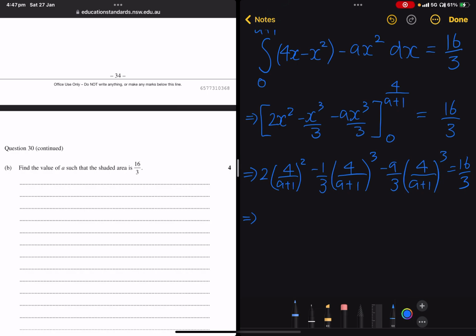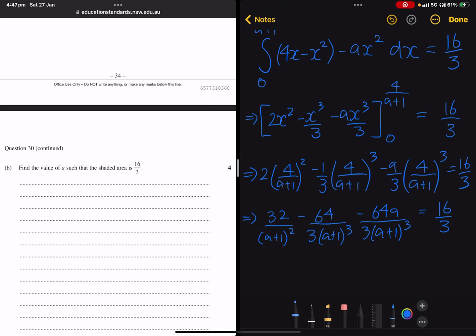Now we just need to solve this. So what we'll do is we'll try and group everything on the left-hand side together. So if I expand this a little bit, I get 4 squared is 16, 2 times 16 is 32, 32 over a plus 1 squared, minus 4 cubed, 4 times 4 is 16, times 4 is 64, so this will be minus 64 over 3 times a plus 1 cubed, minus 64a over 3 times a plus 1 cubed is equal to 16 on 3.